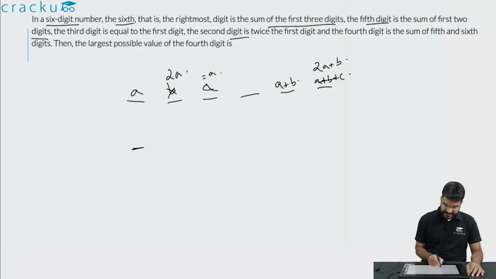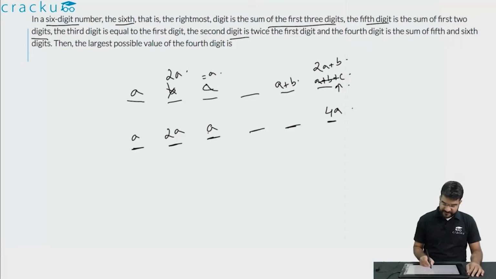So again, let us write the 6 digits with the new information. The first digit is a, the second digit is twice the first digit, the third digit is equal to the first digit, and the 6th digit is the sum of the first 3 digits. So it will be a plus 2a plus a, that is 4a.